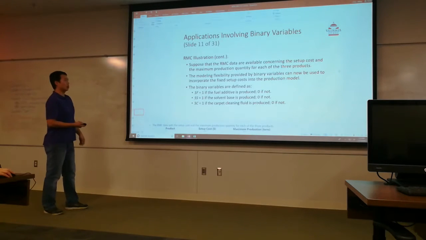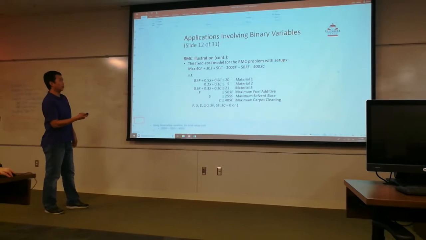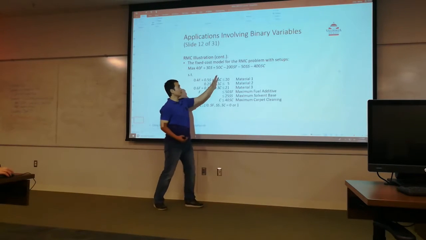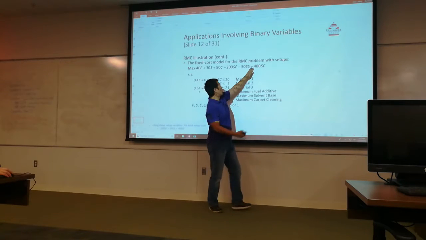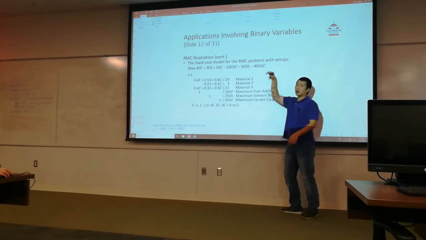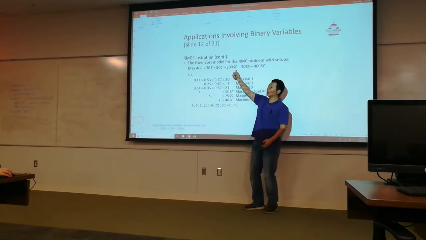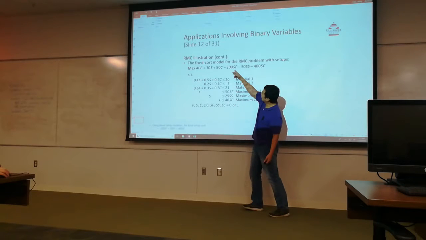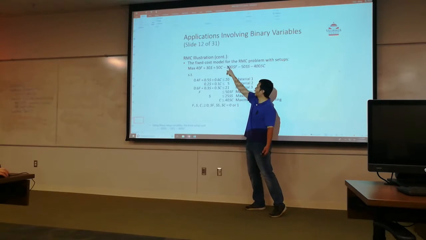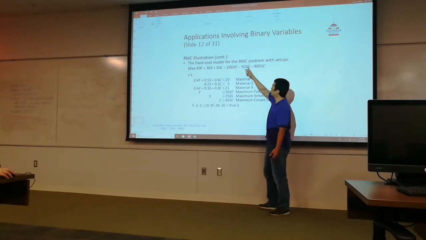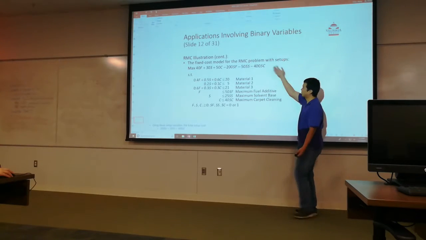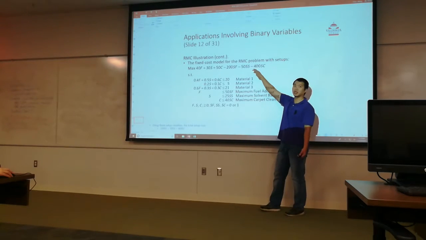Then let's see the new model we have. Still we have the profit, but we have to include the setup cost. So if you want to produce the, I think that's the fuel additive, you have to minus the corresponding setup cost. And if you want to produce the solvent base, you have to consider the setup cost and so on and so forth. So that's the updated objective function.